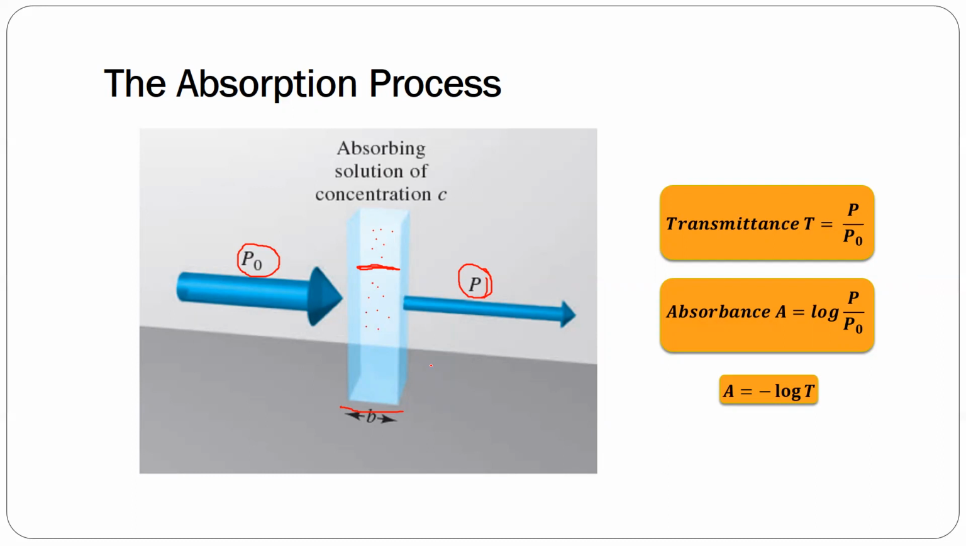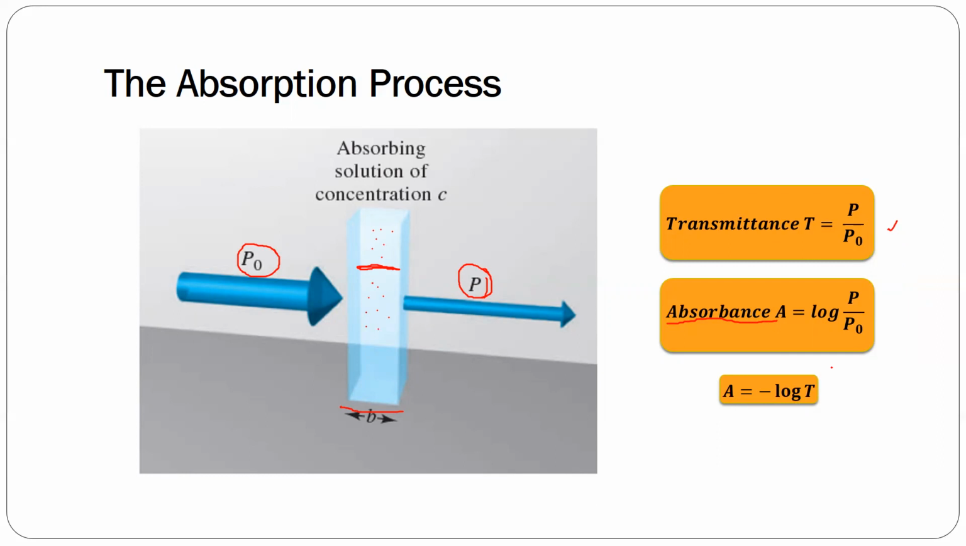Now, we can measure the transmittance by simply dividing the P by P sub O, or yung radiation paglabas ng container over the incident radiation. But most times, we are more interested in calculating what we call the absorbance. So absorbance is simply the log of transmittance, or the log of P over PO. So the formula will be A equals negative log of T.